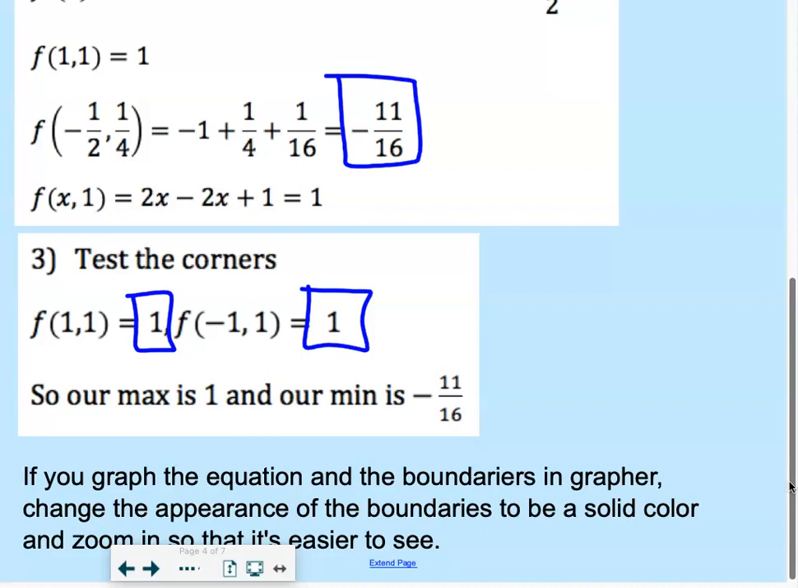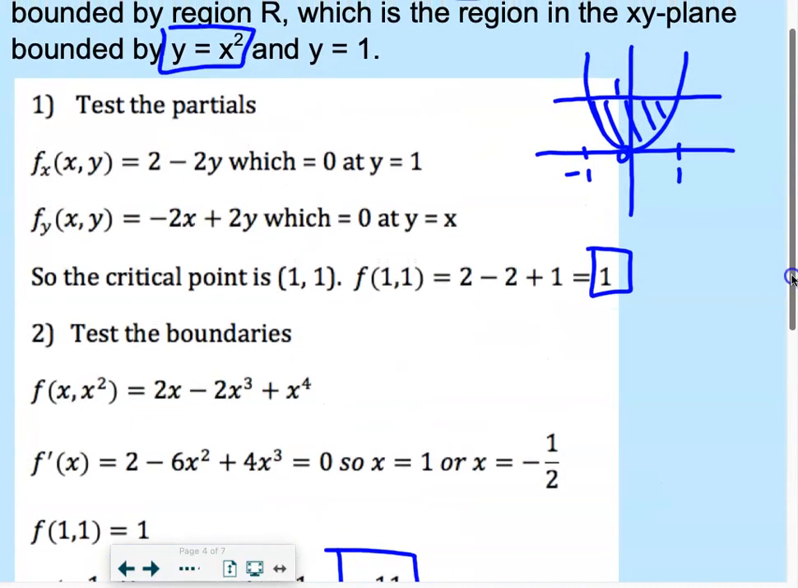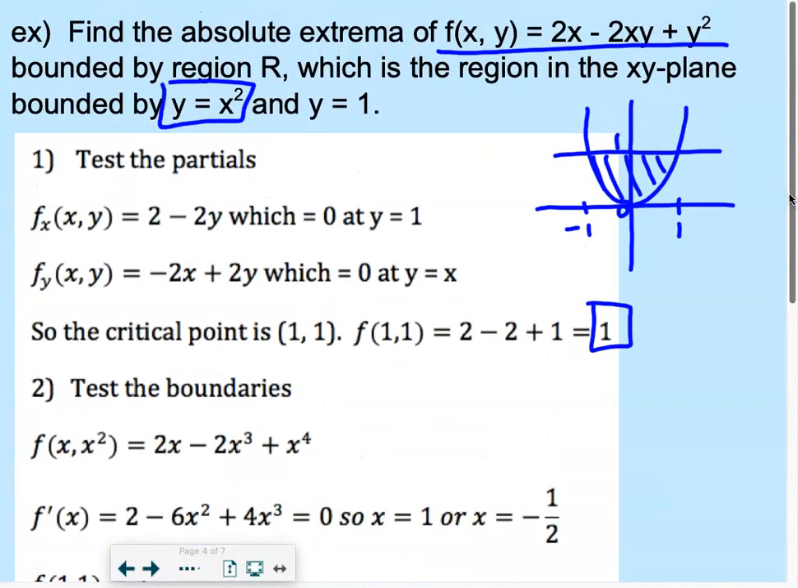You ask us where they'll occur? I don't know. Do you want to see this in Grapher or no? Yes? Okay. Are you able to explain what the boundaries are? I don't know. Let's see. 2x minus 2xy plus y squared. I might be able to kind of sketch it a little bit.